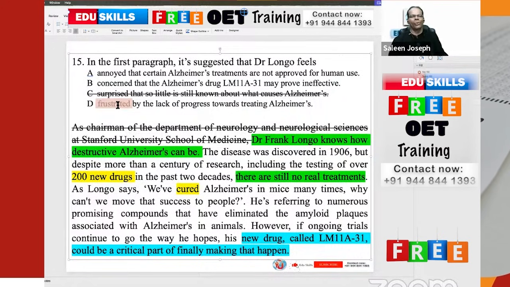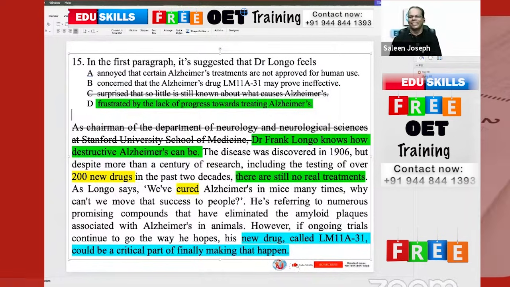If you can understand the tone of the paragraph, that's why we call it reading for emotions. The tone itself says which is the answer. Frustrated. Okay. When you are speaking about the treatment, the fact that the disease was discovered in 1906 is not important, because we are speaking about treatment. So the discovery of the disease is not important at all.